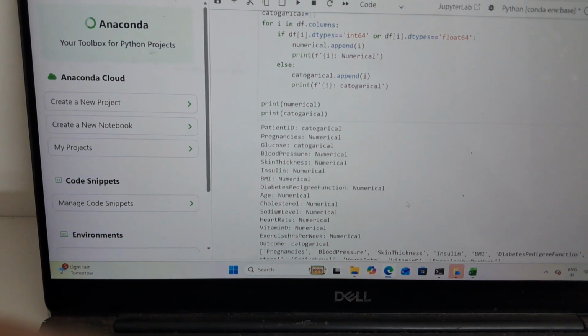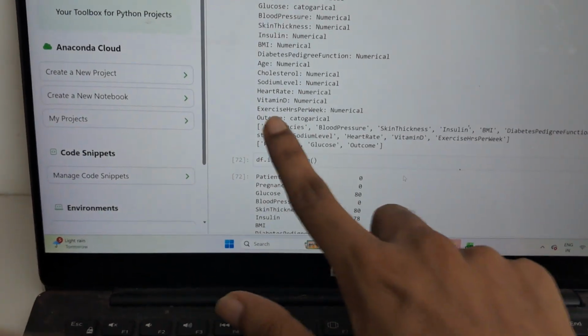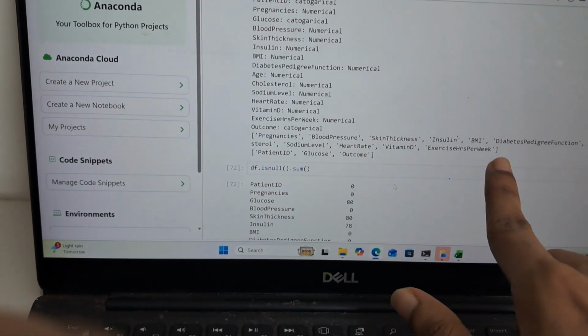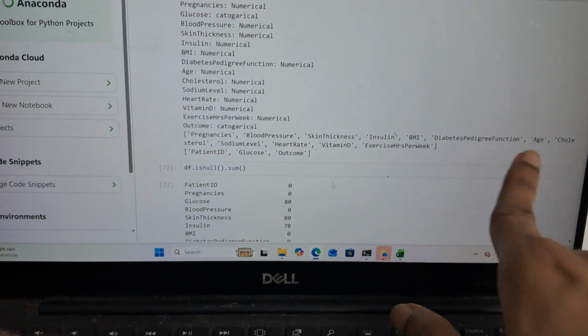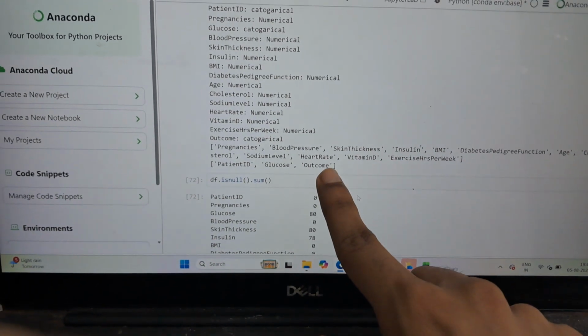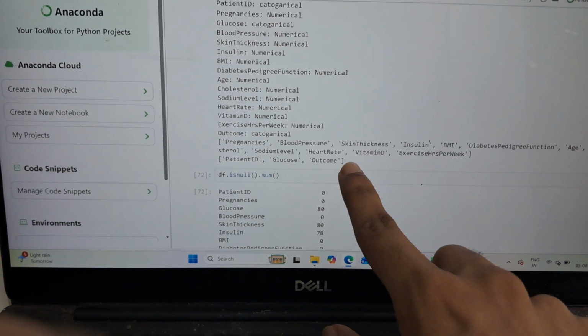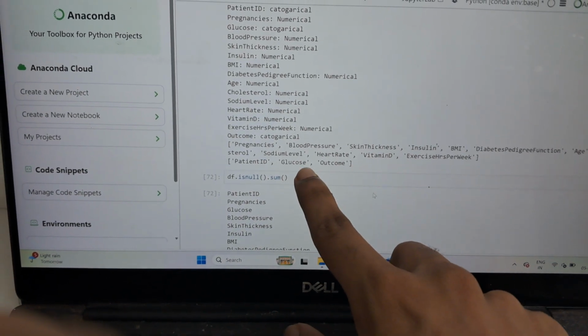So in the numerical list, you will get all column names. This is the numerical list; the name of this list is numerical. It contains all column names which are numerical. This list is categorical, and it contains the names of all columns which are categorical.